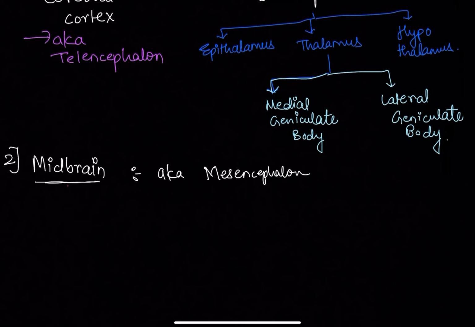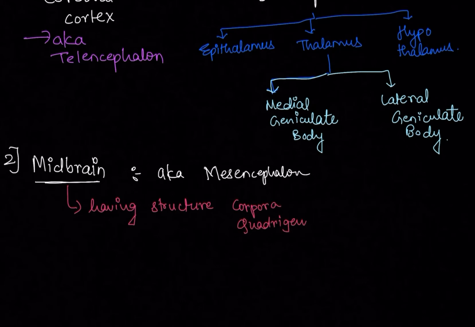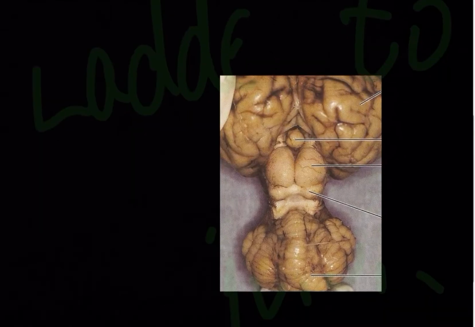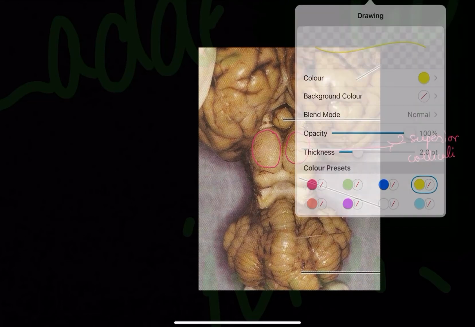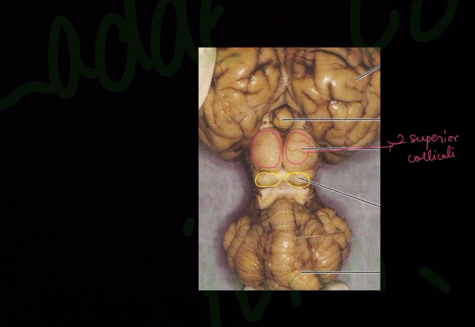Now this midbrain, very important. It is having a structure called Corpora quadrigemina. What is the structure called? Corpora quadrigemina. And this Corpora quadrigemina is having two structures: two superior colliculi and two inferior colliculi. I have a picture for the same. I'll explain it here. You can look here, see? A very big bulging structure. These are the two superior colliculi. Now these small structures below, these are the two inferior colliculi.